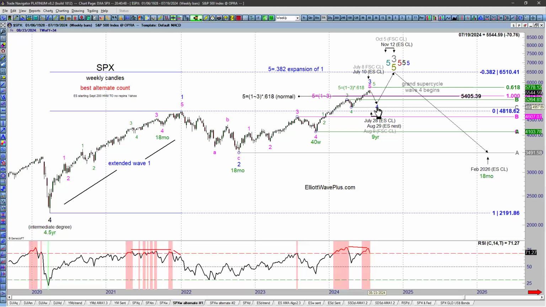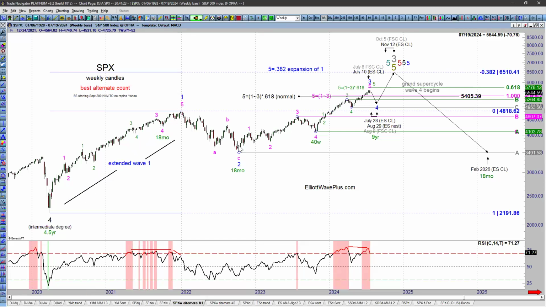So what if this wave 4 cannot move below this dotted line right here? What if it can't move that low between now and late August, for instance? Well, then what I think is going on is that once again, the wave 1 up from the March 2020 low through the January 2022 high was in this case a 5-wave structure, but it was an extended wave 1.